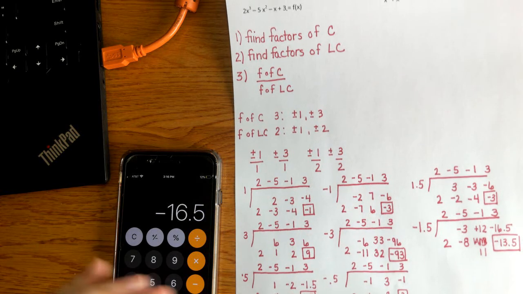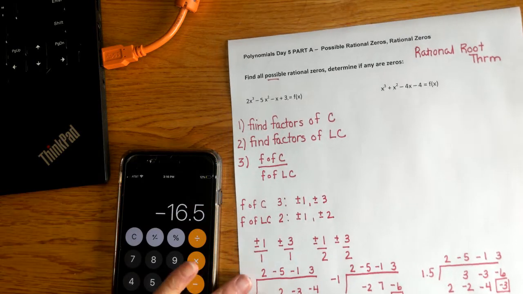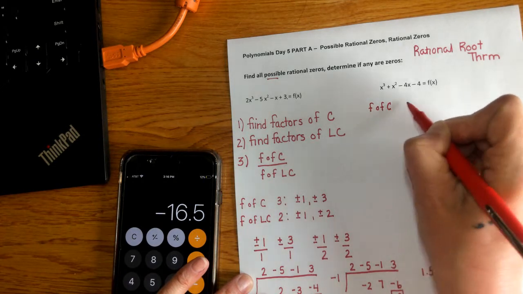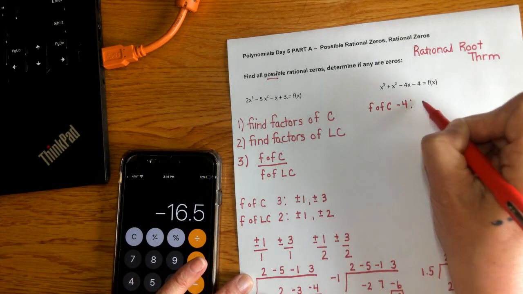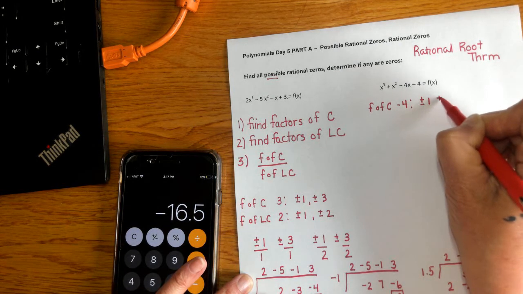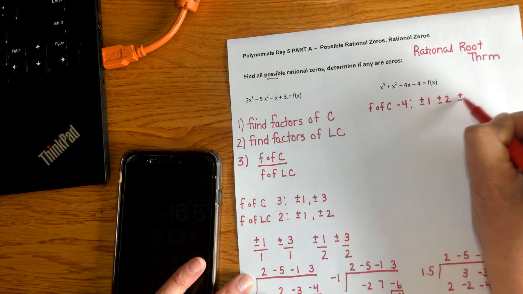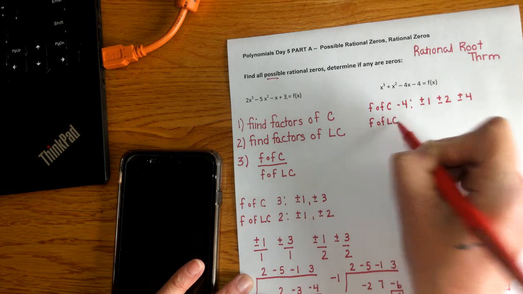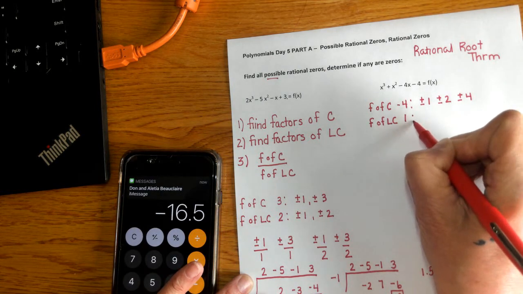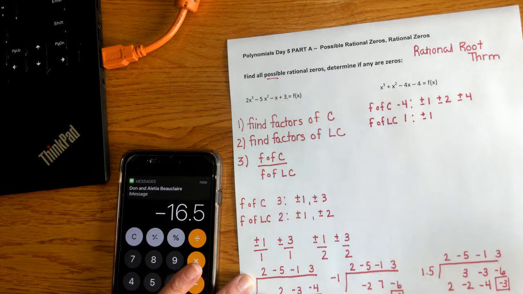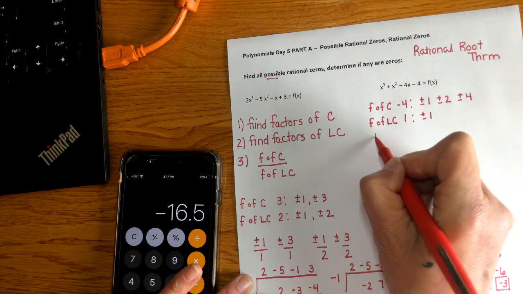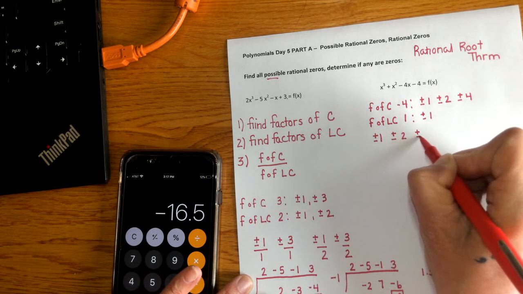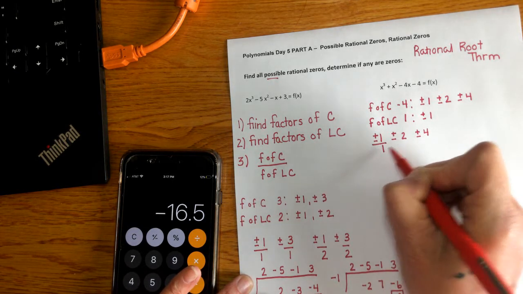All right, let's try the next one. Find the factors of the constant. So factors of the constant, which is -4: plus and minus 1, plus and minus 2, plus and minus 4. Factors of the leading coefficient, which is 1, so that's easy, plus and minus 1. So now I'm going to start the division. Plus and minus 1, plus and minus 2, plus and minus 4, all divided by the 1.